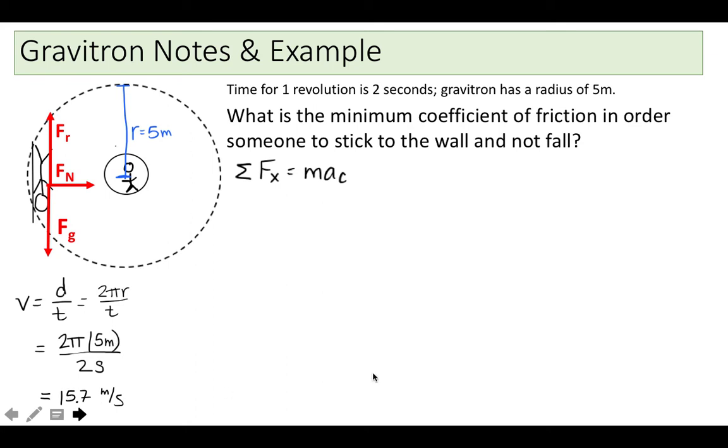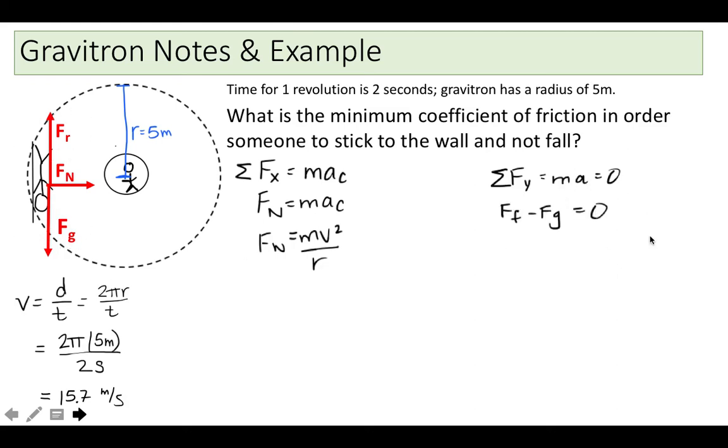So now that we did that, we can sum up our forces in the x direction. The only force acting in the x direction is the normal force, and this is the centripetal force. So it equals mass times centripetal acceleration. If we go ahead and substitute the equation we know for centripetal acceleration, v squared over r, in. And for our forces in the y direction, since the person isn't accelerating up or down on the wall, the force due to friction is going to equal the force due to gravity. There is no acceleration in the y direction.